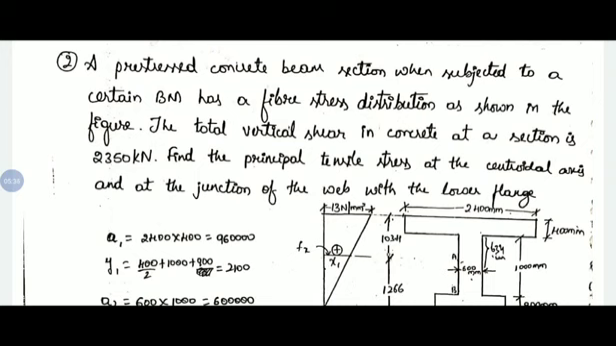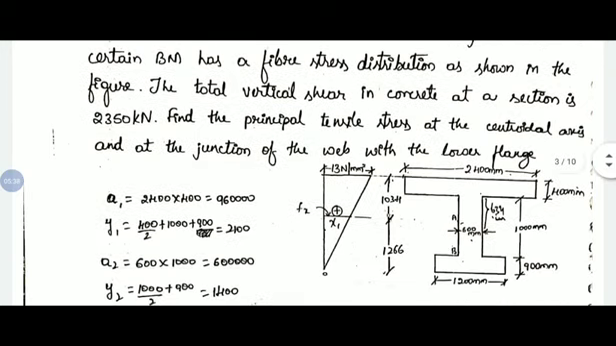So here, if you observe the figure, we have an I section and the stress distribution diagram is given. At the top, the maximum fiber stress is 13 Newton per mm square and at the bottom it is 0. And in the I section, we need to find out the principal tensile stress at the centroidal axis, and at the junction of the bottom web and flange.